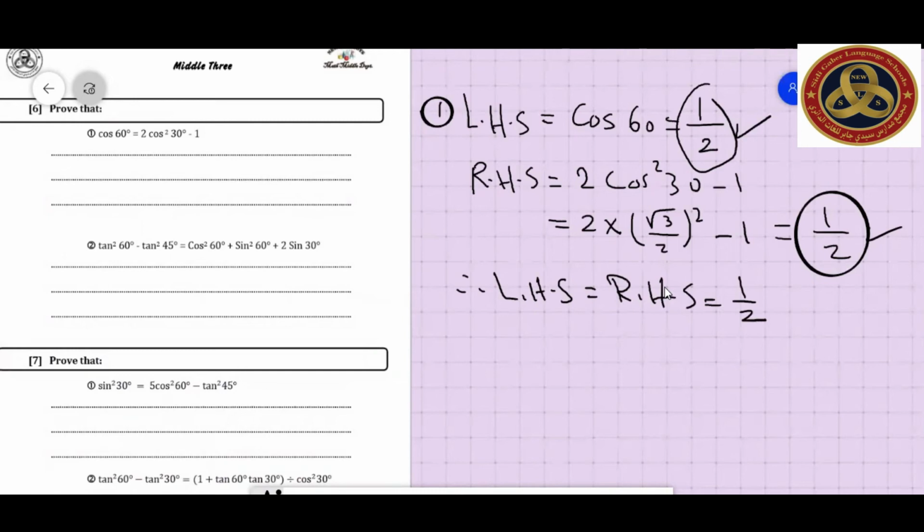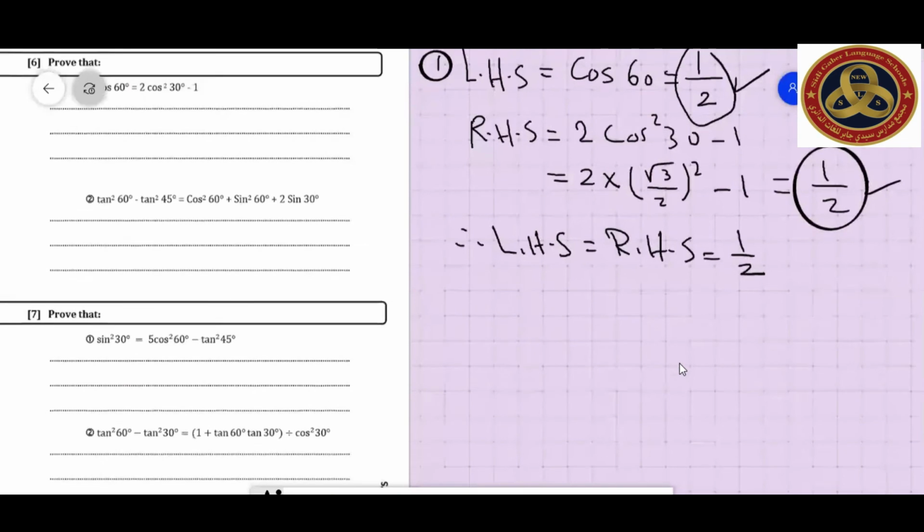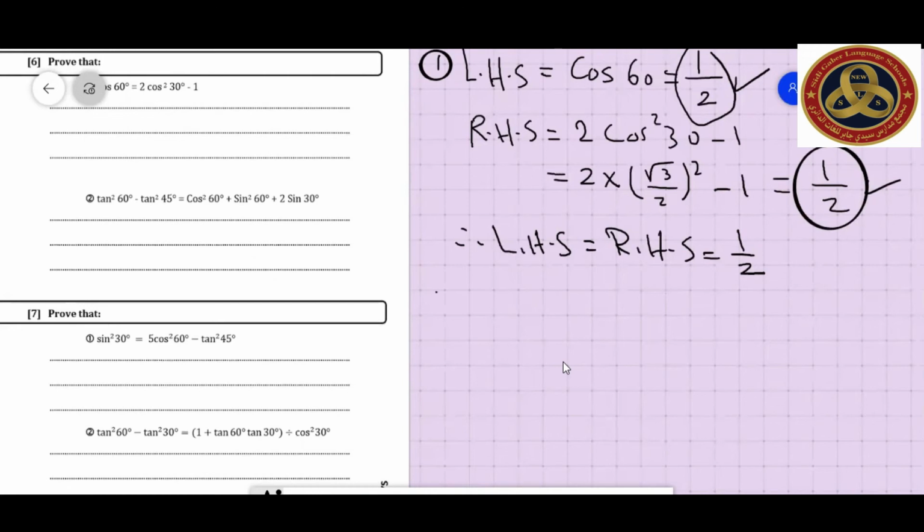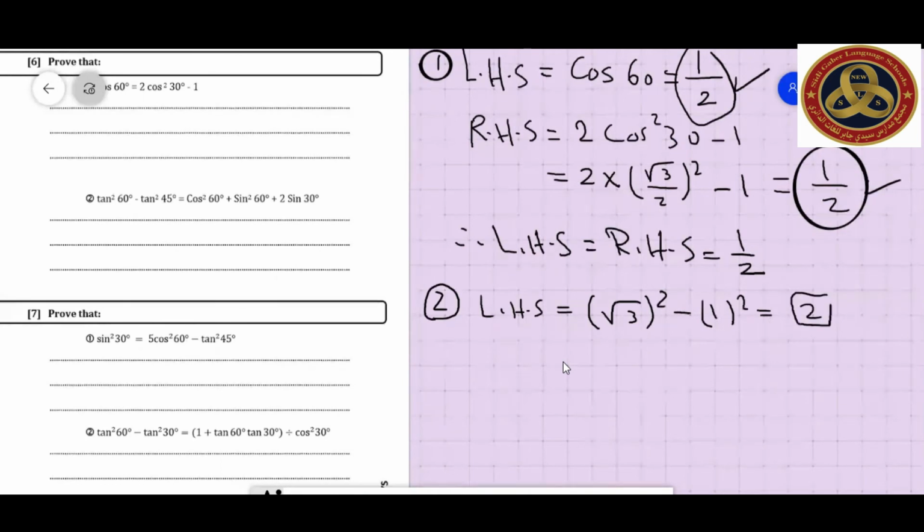Okay? You understand? By the same way, we can solve number 2. Concentrate with me. Number 2, he asked me also to prove that. I will start with the left hand side. Where is the left hand side? It is tan 60 power 2, so I can write tan 60 root 3 all power 2 minus tan 45 power 2, 1 power 2. Root 3 power 2 is 3. 3 minus 1 equals 2. This is the value of the left hand side.